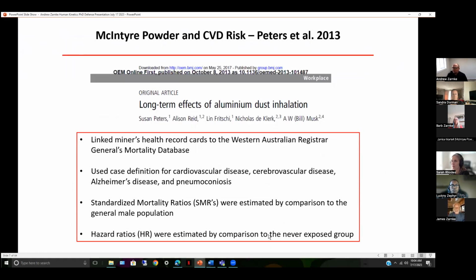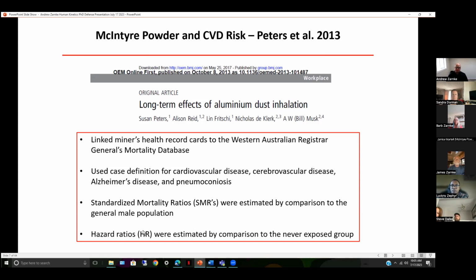So there have been 3 previous cohort studies investigating health effects of McIntyre powder. 2 in Ontario, which were focused primarily on neurological diseases, and 1 conducted in Australia, which included cardiovascular and cerebrovascular disease outcomes, as well as neurological conditions. The Western Australian gold miner study by Peters et al. in 2013 was the initial impetus to investigate McIntyre powder and its potential contribution to cardiovascular disease risk in a cohort of mine workers in Ontario.